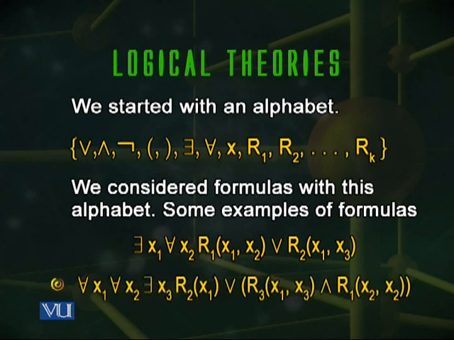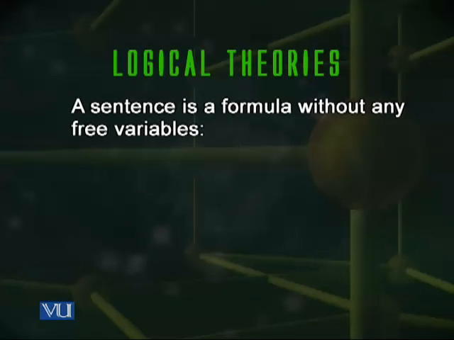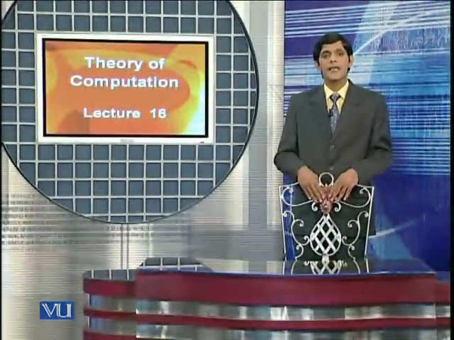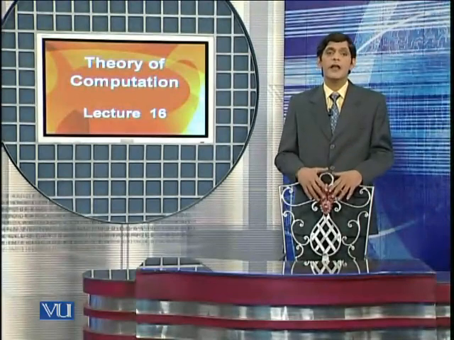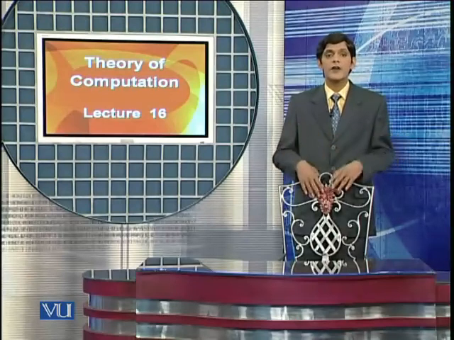The second example is for all x1, for all x2, there exists x3, R2 of x1 or, then in brackets, R3 of x1, x3 and R1 of x2, x2. This is also a formula. This has no free variables. Therefore, we say that this formula is a sentence. So, what we can do is make formulas, and we have a syntax for making formulas. But these formulas have no meaning. Therefore, the question of these formulas being true or not, or the sentences being true or not, does not arise.